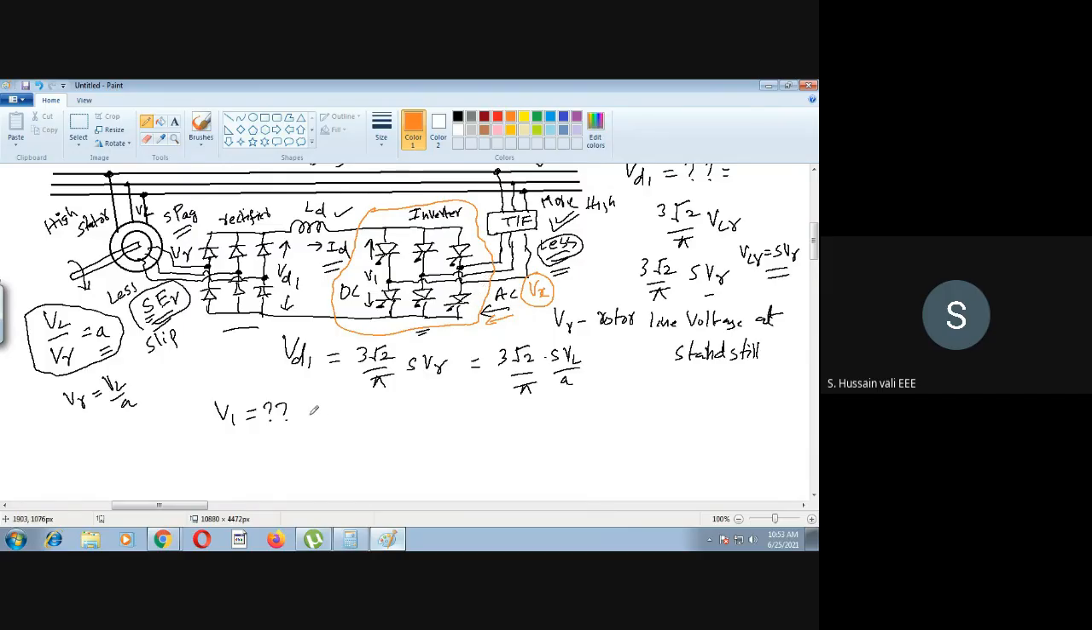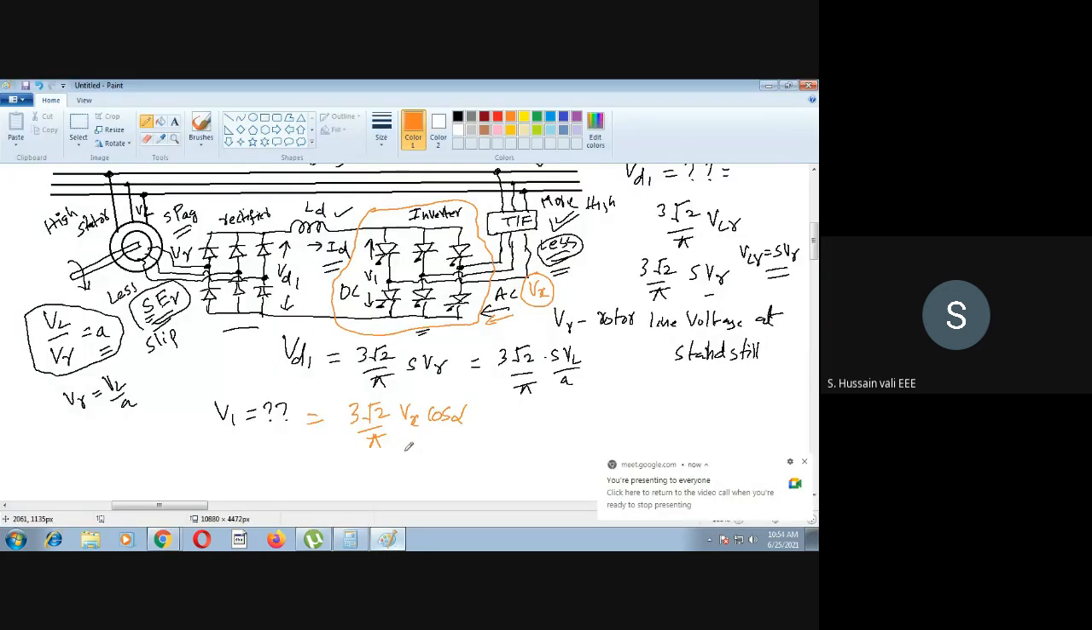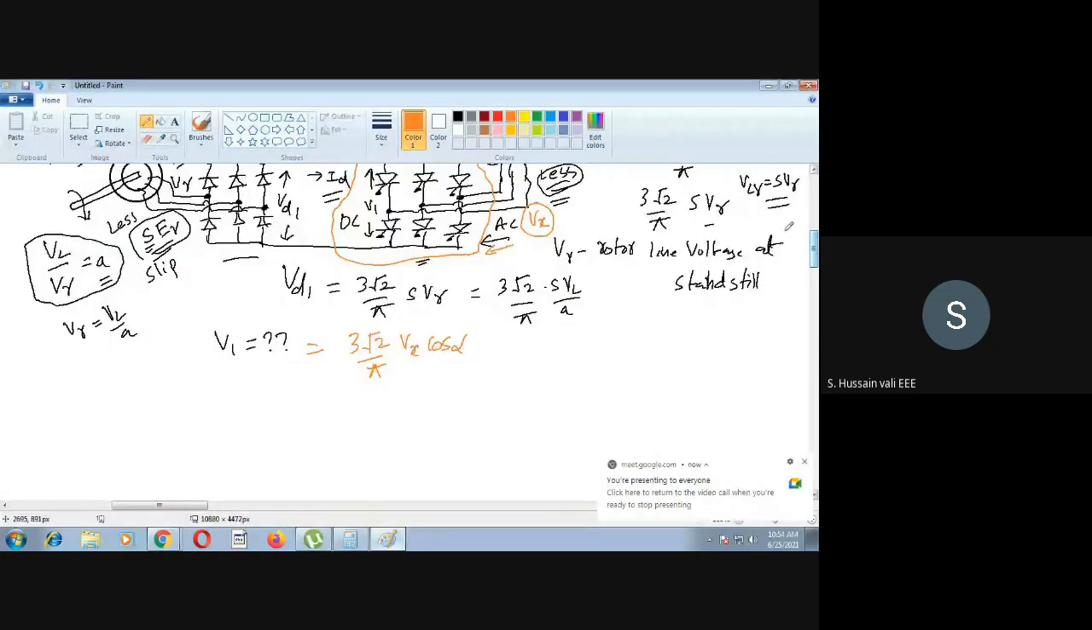Then what is the V1 equation? If you recall, you will get the same equation here: 3 root 2 by pi, Vx cos alpha. This is the formula you will get. This we have already studied for the full converter. Now we will do one thing, we'll go ahead with this further.